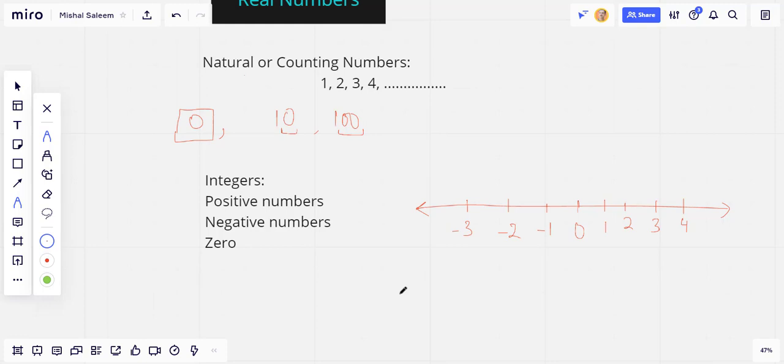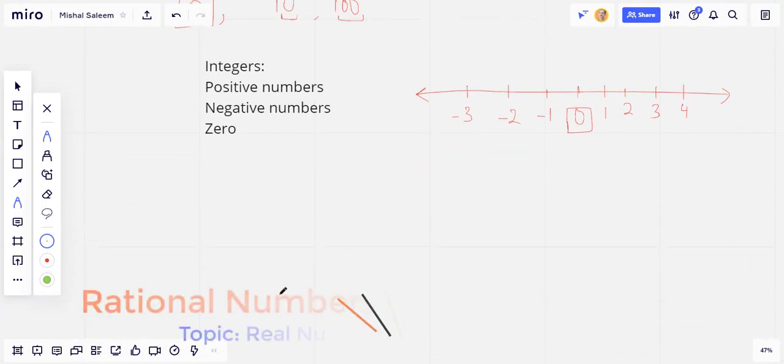Now you must remember that all the numbers to the left side of the 0 are less than 0, and all the numbers to the right side of the 0 are bigger than 0. So negative 1 is less than 0, negative 2 is less than negative 1, and negative 3 is less than negative 2, and so on. Whether a number is positive, negative, or 0, they're all integers. Now 0 is in the center, which also means that 0 is neither positive nor negative.